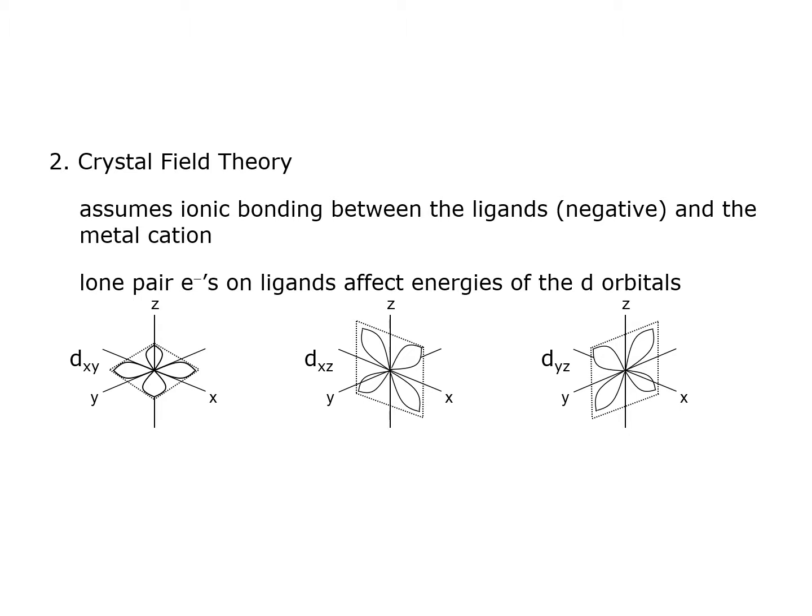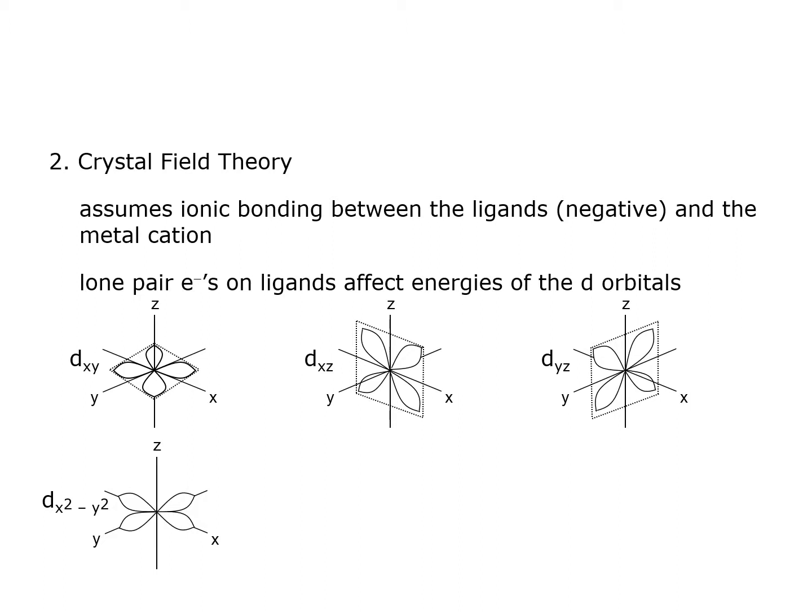Take these three. They all look like four-leaf clovers. And more importantly, how we identify that d orbital describes the location of that so-called four-leaf clover. The dxy lies in the xy plane. The dxz lies in the xz plane. And the dyz, you've got it, lies in the yz plane. And so those symbols, dxy, dxz, dyz, just tell us where we're going to find the electrons for those respective orbitals.